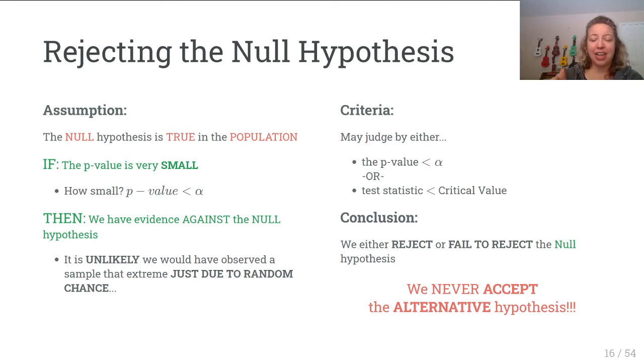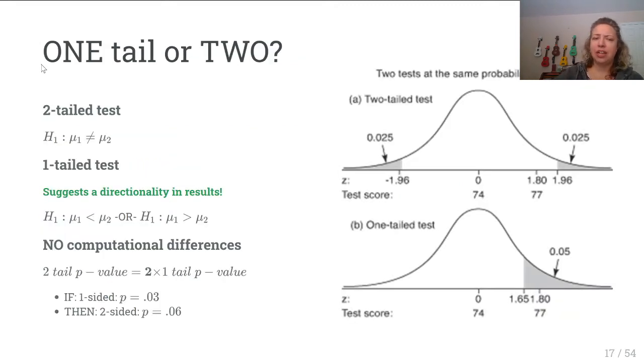So, key here, the last thing that's on the slide, we never accept the alternative hypothesis. In fact, we never accept any hypothesis. We always are just looking at evidence, and the evidence is either enough evidence to disprove the null or not enough evidence to disprove the null. We never accept anything. So big difference in the language we use.